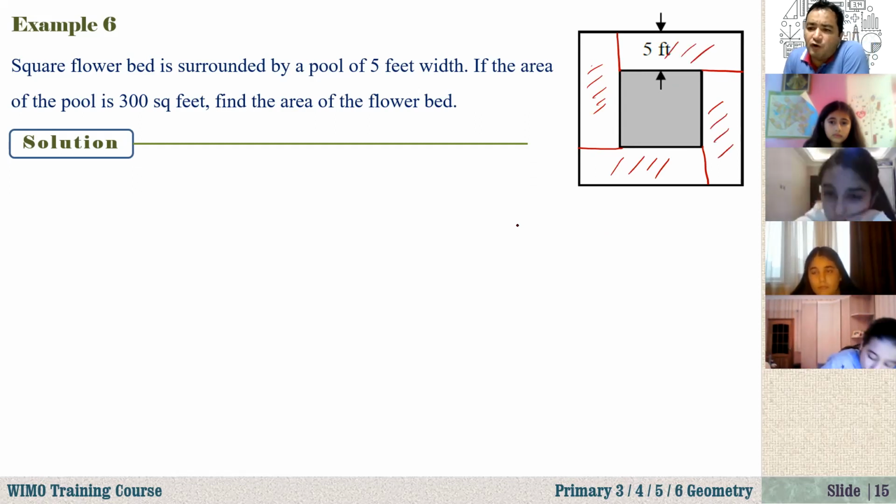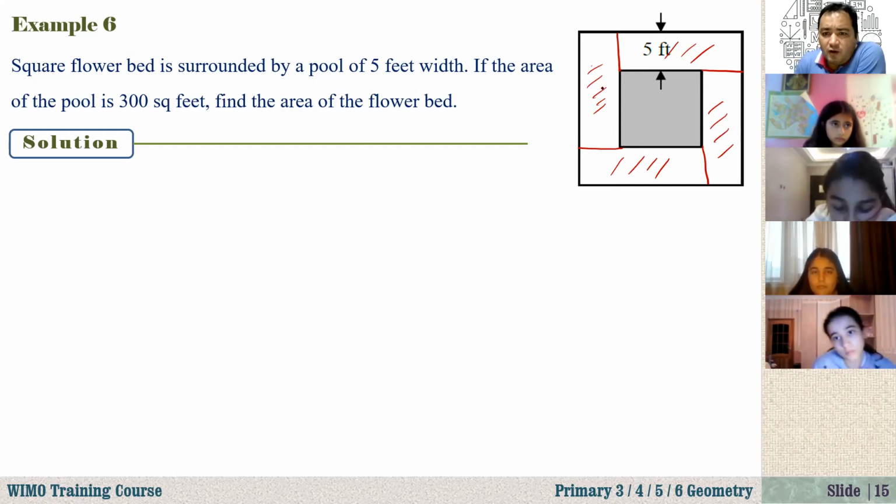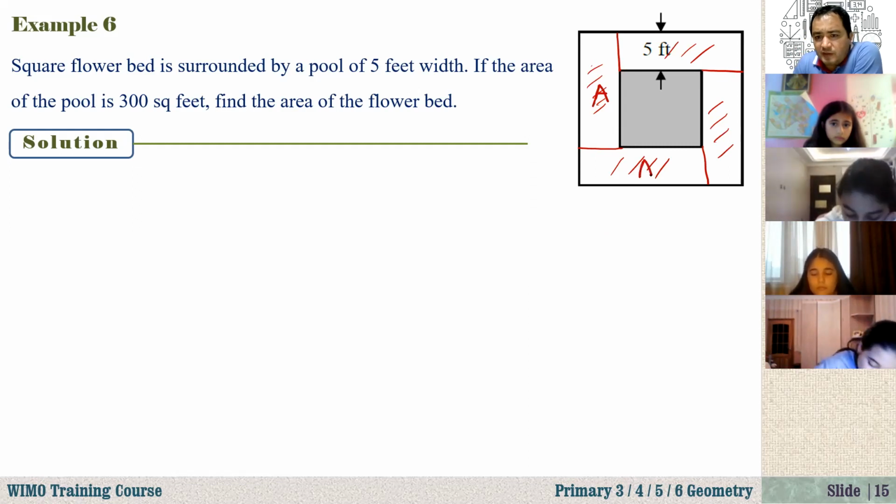Now here we have 4 identical rectangles. Suppose that the area of one rectangle is A. And also this one should be A because they are identical. And also A, and also A. Now, what is the width of this rectangle? It is 5. It's given here, right? This one is 5, and also this one is 5, and this one is 5.